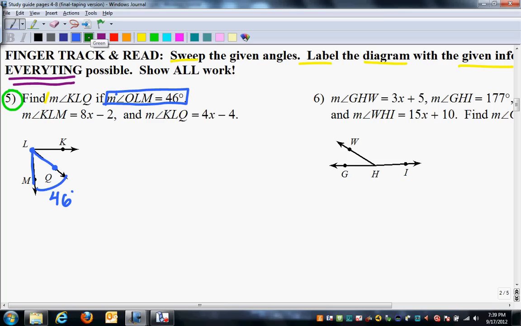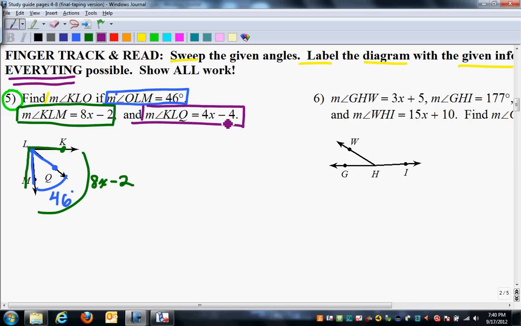Picking up a different color. KLM is 8x minus 2. KLM. Pencil at K, go to L, go to M, trace and sweep. Notice that the whole angle is 8x minus 2. And then we have this angle, KLQ, is 4x minus 4. KLQ, trace and sweep, that is 4x minus 4.